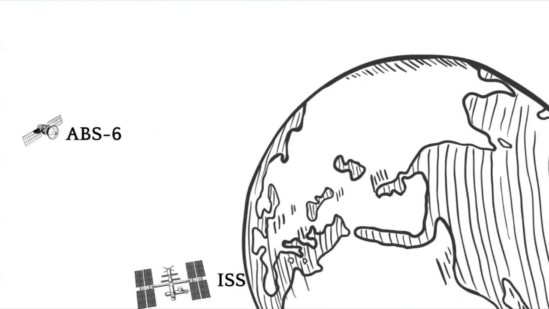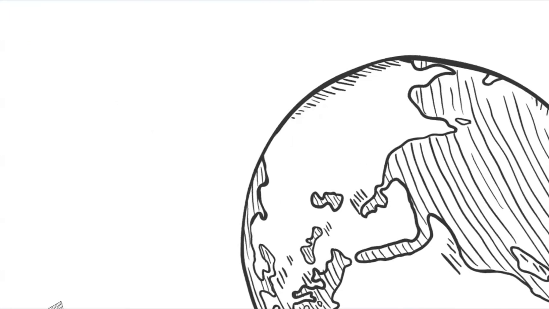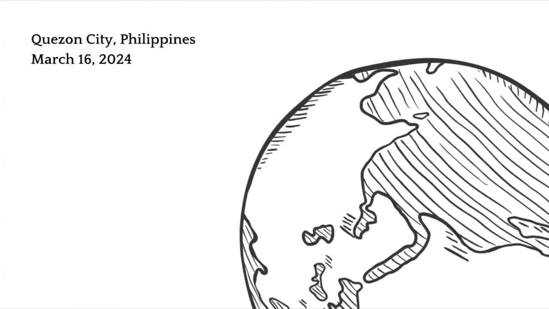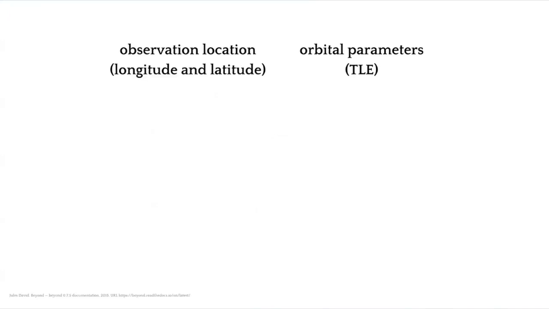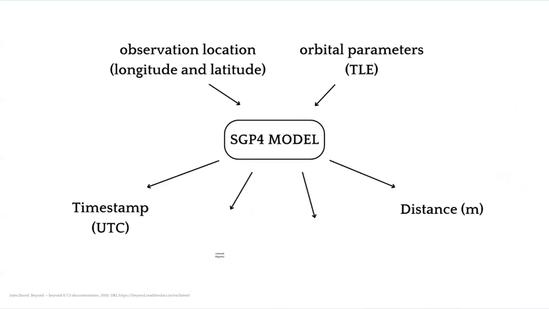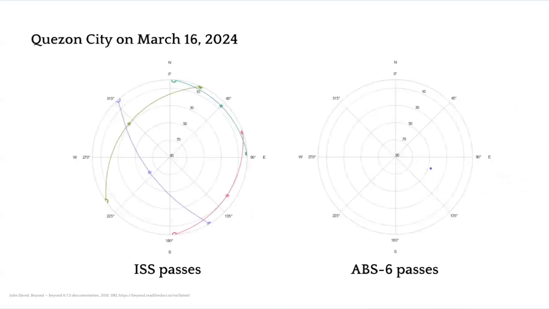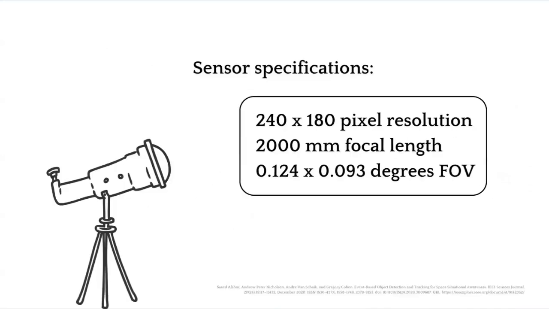We chose to observe the International Space Station and a geosynchronous satellite, ABS-6, from Quezon City on March 16. Given the longitude and latitude of the location and the orbital parameters of the objects, we used the SGP-4 model to propagate their orbits for 24 hours. This results in the satellite passes, which provide us an idea of where and when to point a telescope or sensor. In setting up the telescope, we chose its specifications to be similar to the DAVIS event sensor.